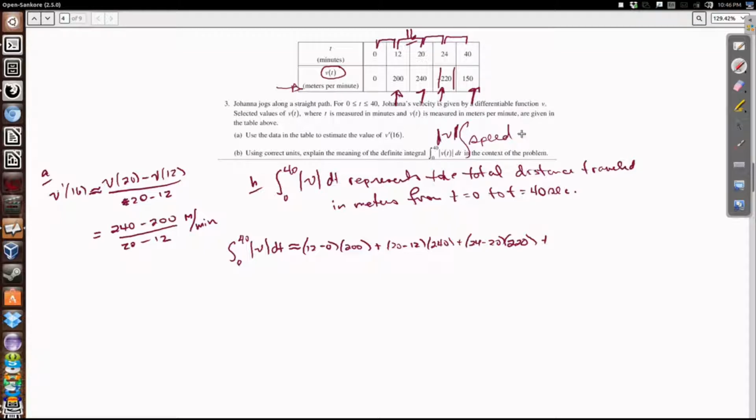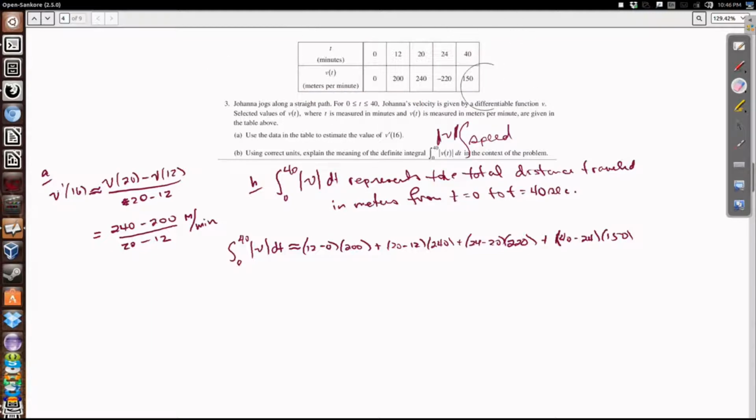And then I've got my last rectangle, which goes from 24 to 40, so this is 40 minus 24, times the height of this rectangle, which is 150. And I'm not going to try and do anything more with this. This is perfectly well and good. This is simplified as far as I need to simplify it for the AP exam. I'm not going to waste time trying to make this more simplified. So that's part A and part B.